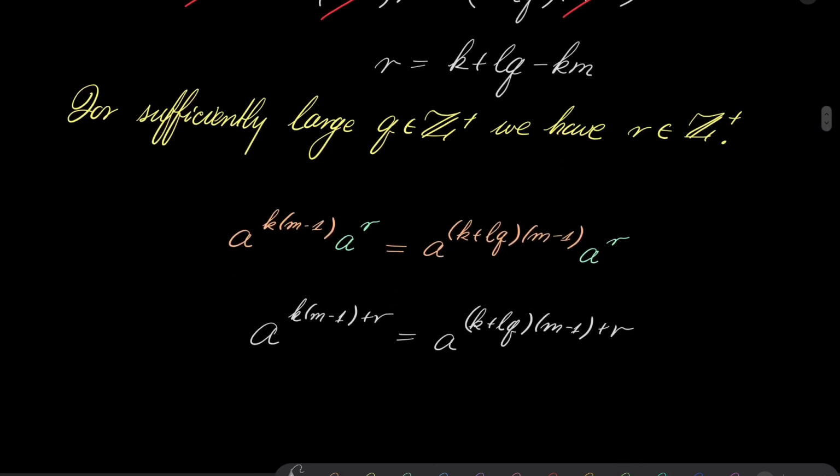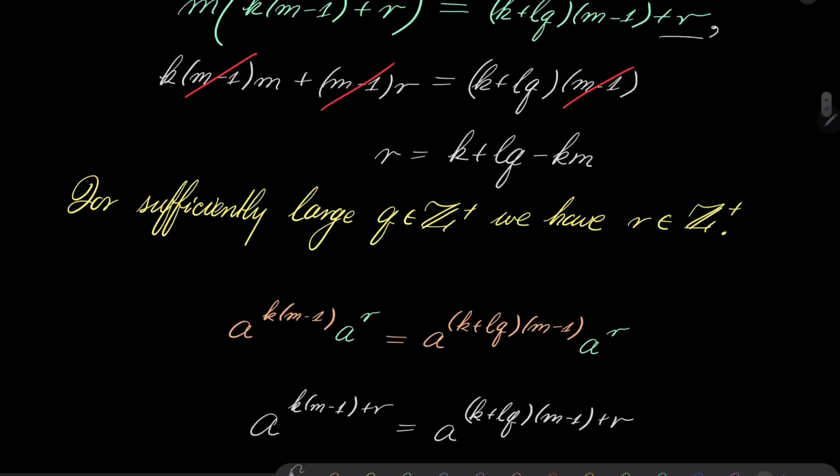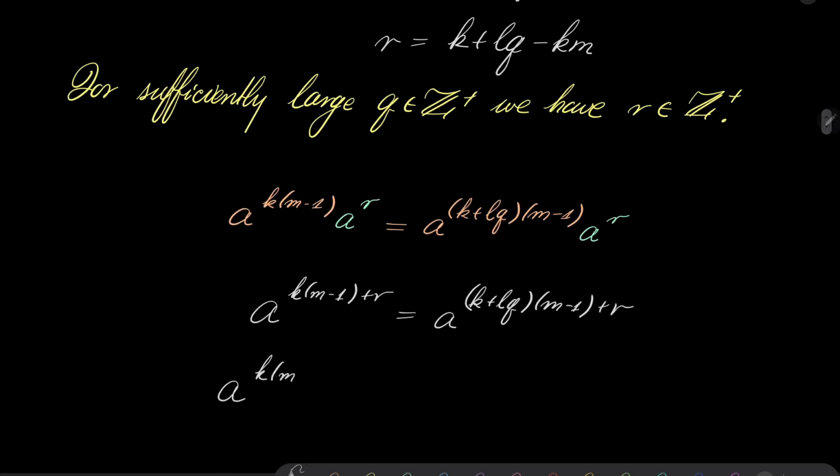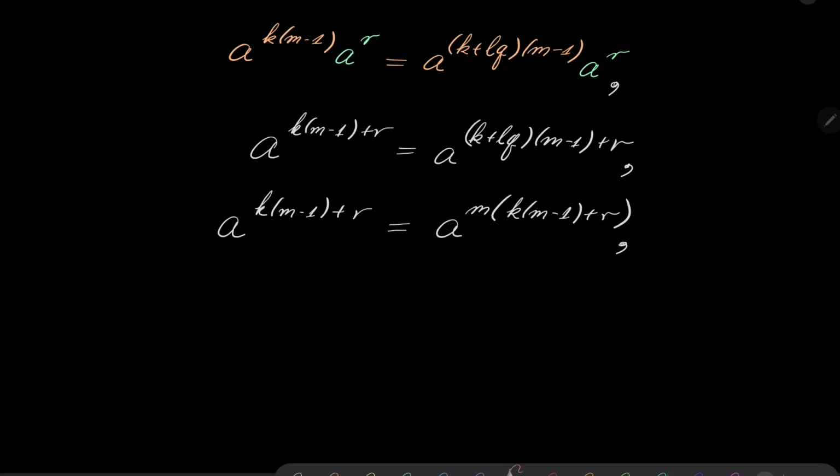So now we have the following. a to the k(m minus 1) plus r equals a to the power m(k(m minus 1) plus r). The exponent on the right hand side is m times the exponent on the left hand side. And now, finally, notice that we can write it in the following way. For the sake of brevity, I'm running out of letters, let's call s equals k(m minus 1) plus r.